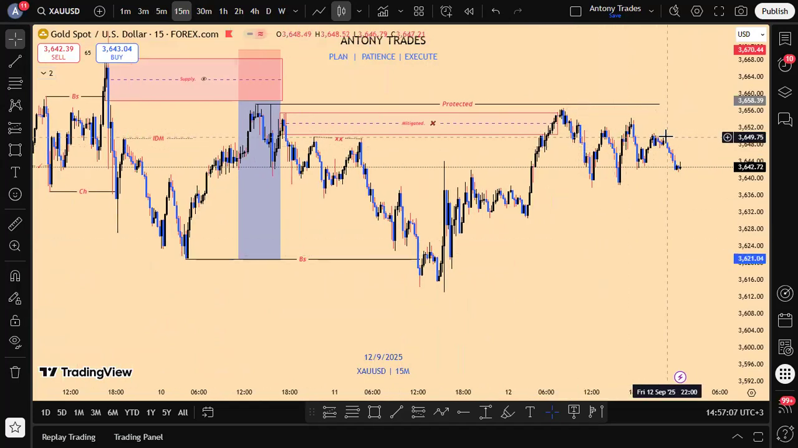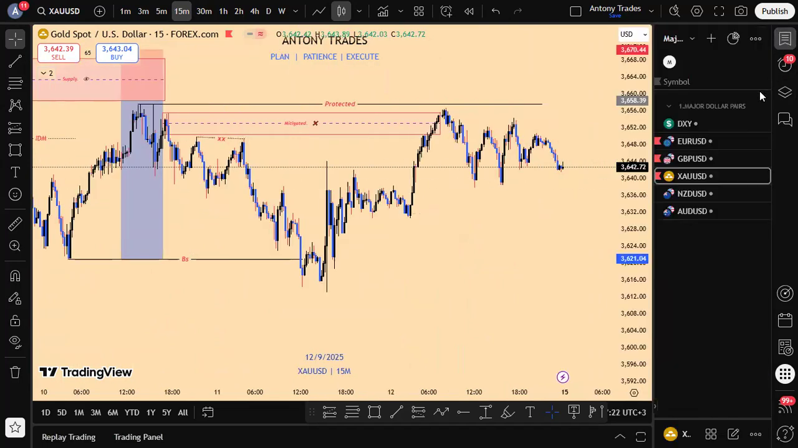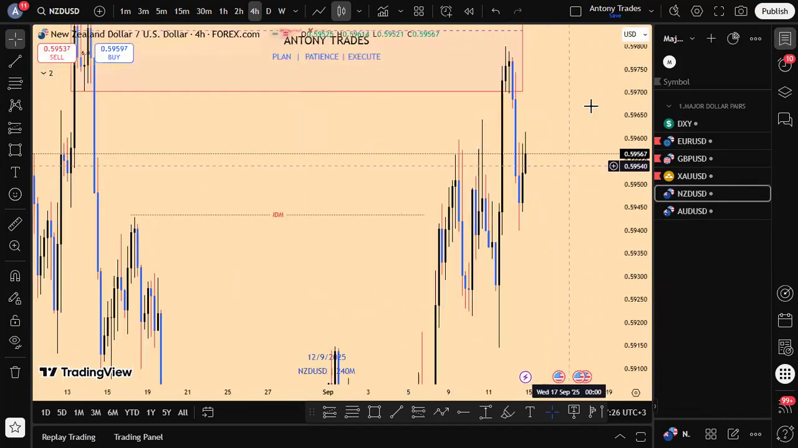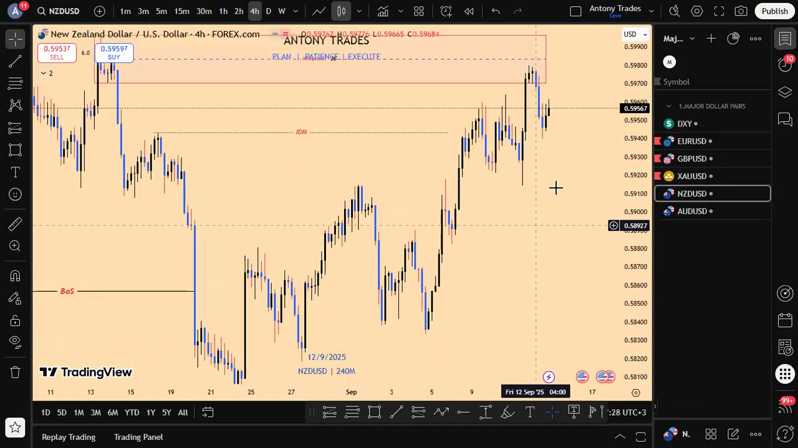Currently I don't have any valid setup yet, but maybe on Wednesday, if I see any setup, I'll make a video to update on that. I think the last pair is NSD USD. I think I have a clean setup on NSD USD.